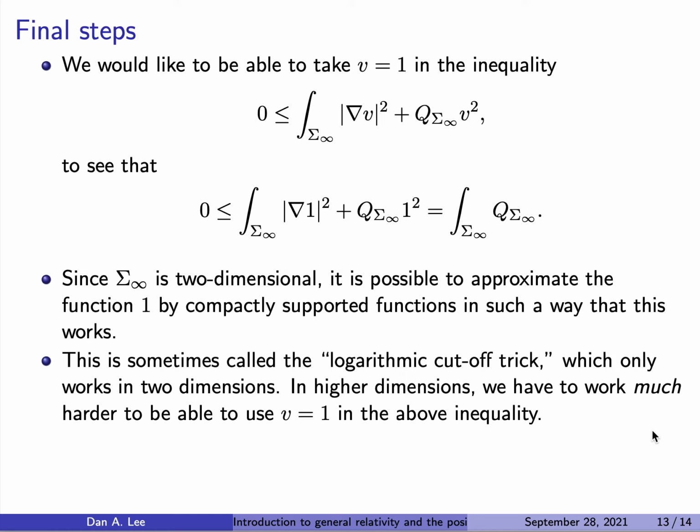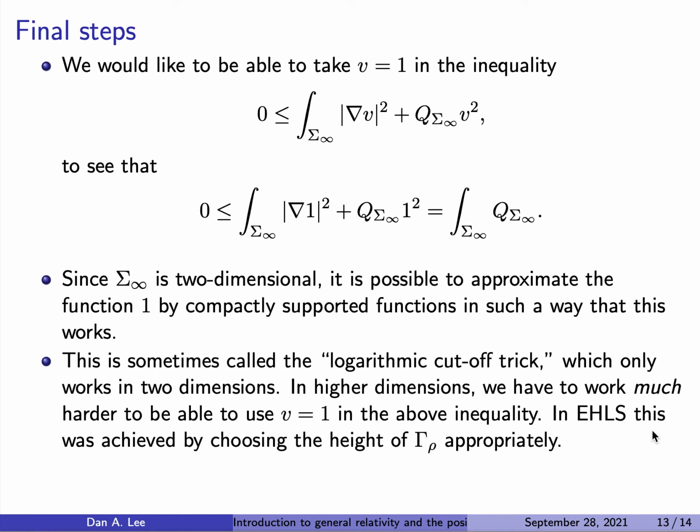In higher dimensions, we have to work much harder to be able to use v equals 1 in the above inequality. And in fact, in EHLS, this was achieved by choosing the height of gamma sub rho appropriately. So what does that mean? If you think about what these test functions v represent, they represent first order variations of the surface. And so the Dirichlet boundary condition represents variations that don't change the boundary, right? Since we want variations that do change the boundary, because the function 1, of course, is not vanishing at the boundary, the idea is we want to pick the height of gamma appropriately so that it has some improved stability property, I'll call it.